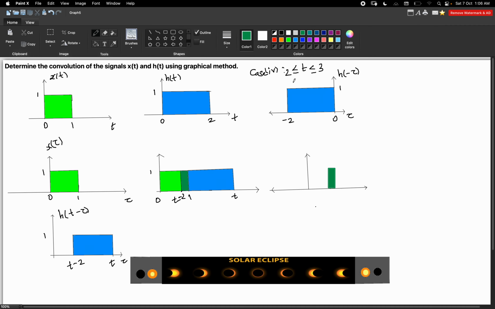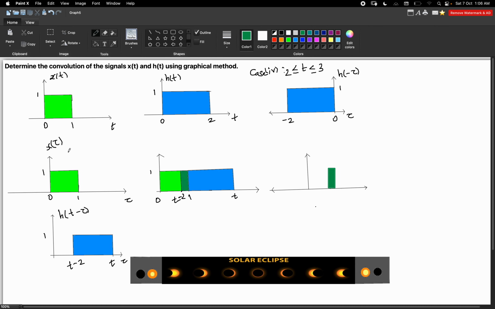Let us consider case 4. In case 4, the value of t is greater than or equal to 2 and lesser than or equal to 3. Here x of t, h of t, h of minus tau remain same. If you refer h of t minus tau, then it is nothing but the time shifted version of h of minus tau towards the right hand side, since t is a positive number and the value of t is greater than 2 and lesser than 3. So the starting point of h of t minus tau is t minus 2 and the ending point is t, and the amplitude is 1 throughout the region.